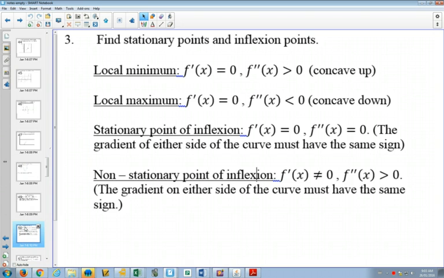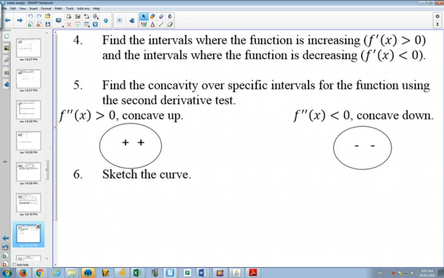Then you're also going to look at your second derivative test to figure out its concavity. So you've got where it's increasing, where it's decreasing, if it's positive, concave up, if it's negative, concave down, easy to remember. And once we have all of that information, then we can sketch our graph. And we can make a really accurate graph as a result.